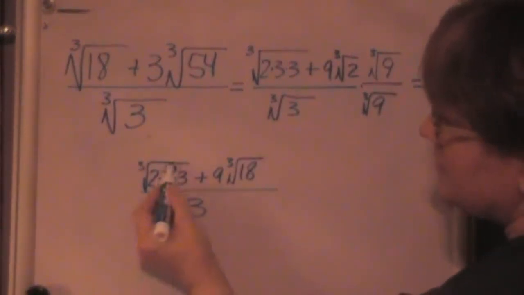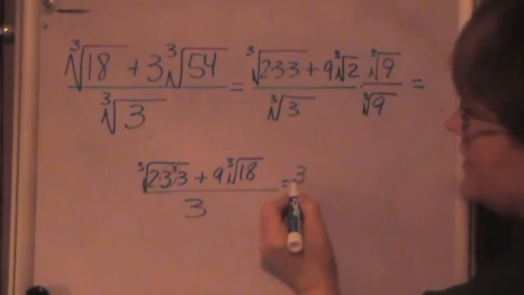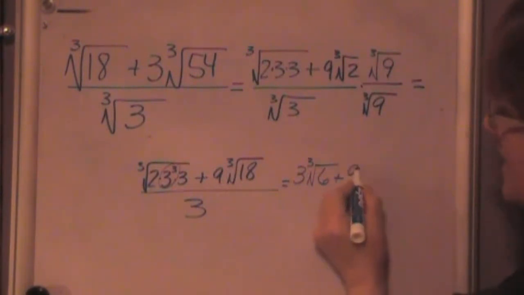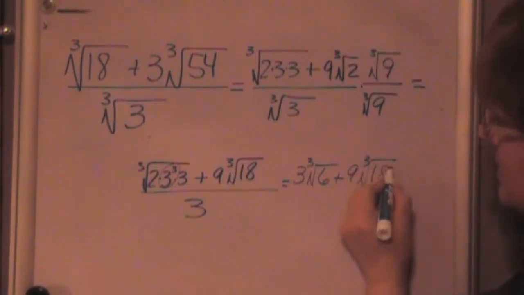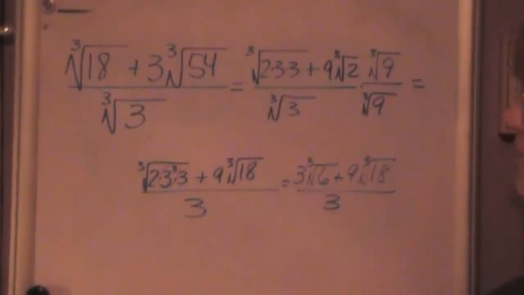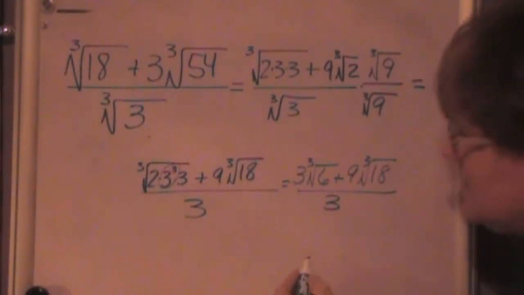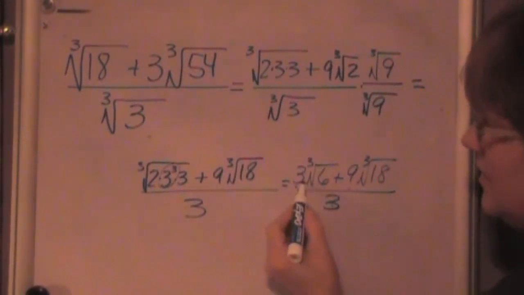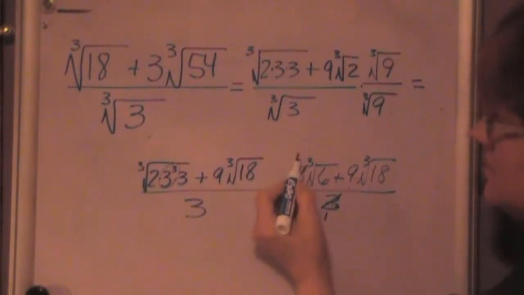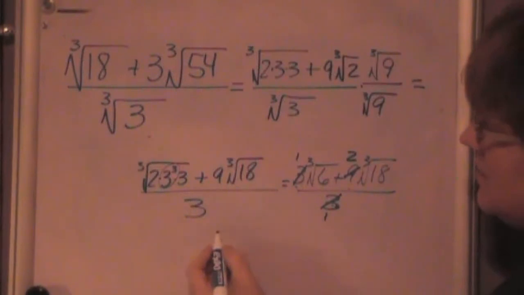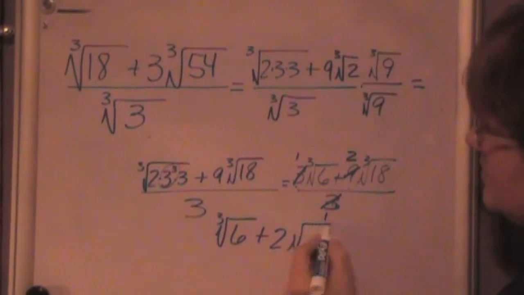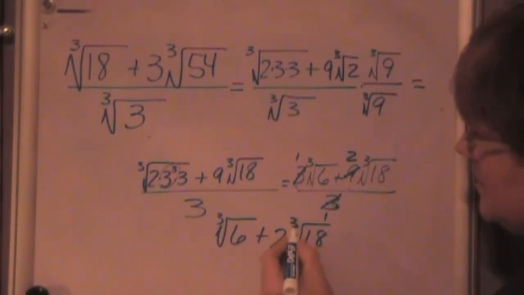Now, this 3 comes out, and I get 3 times this cubed root of 6 plus 9 times the cubed root of 18 all over 3. This is the one time you can cancel into a sum. When this number goes into all the terms, this one is divisible by 3 and this one is divisible by 3. So now we can cancel this into here, and I just end up with cubed root of 6 plus 2 times the cubed root of 18. And you're done.